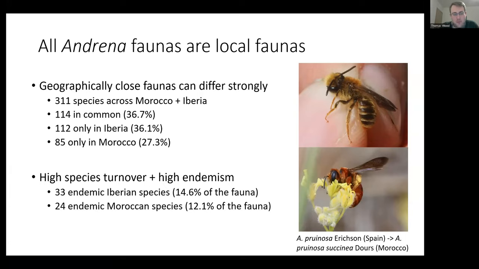112 of them are only in Iberia, 85 are only in Morocco. And then if we look at genuine endemics, not just species found in one fauna but not the other, we have between 12 and 15% endemic species. So when you're learning and working with Andrena faunas, every fauna is a local fauna with its own peculiar quirks and endemic species, which requires a very large time investment in recognizing these peculiarities.